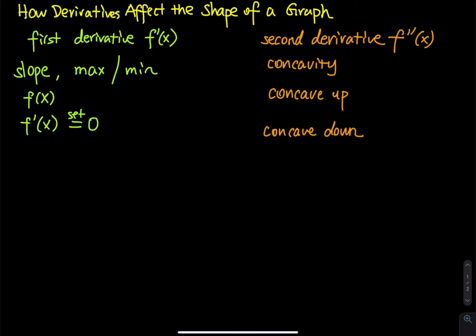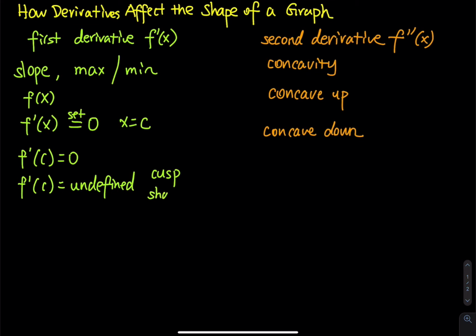So you will get x equals c, and this value we call a critical point. Sometimes f prime of c is equal to 0, and sometimes f prime of c is undefined. What is undefined? When f prime of c is undefined, you either have a cusp or a sharp point. When f prime of c equals 0, that means x equals c is a critical point.